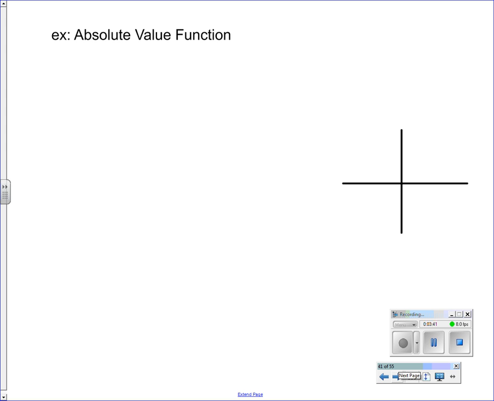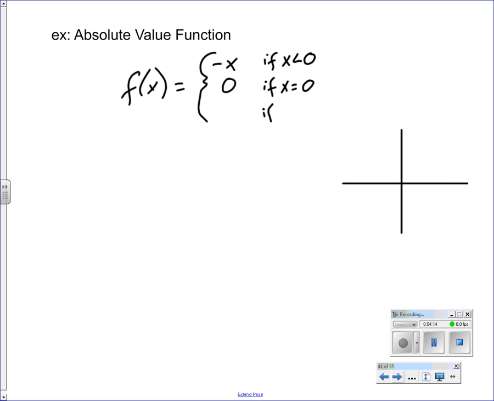There's one example of a piecewise-defined function we've already looked at, and that's the absolute value function. This absolute value function is actually a piecewise-defined function. There are three different rules that the absolute value function follows. If x is a negative number, x is less than 0, the absolute value is the opposite of x, negative x. If x is 0, absolute value is 0, and if x is positive, then you get back the number itself when you take the absolute value.